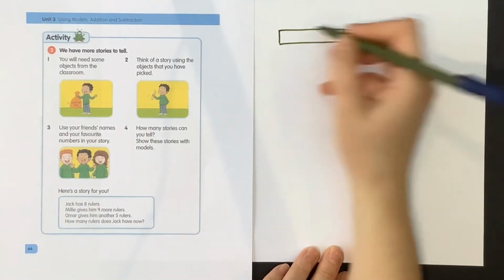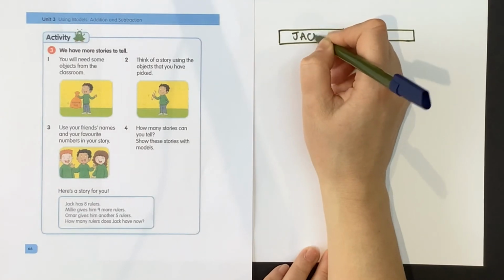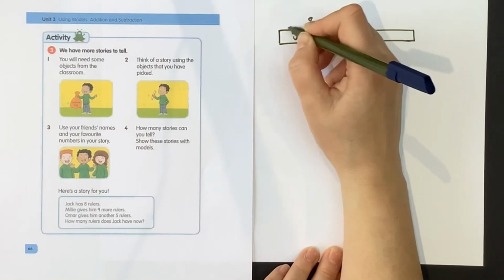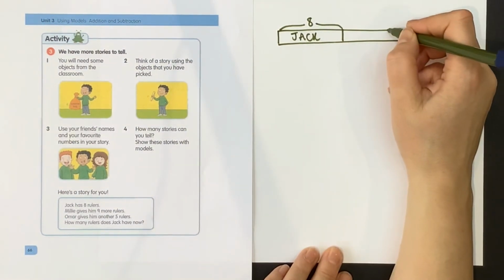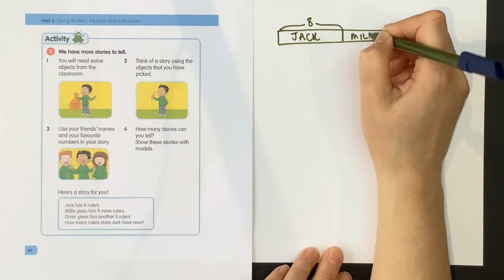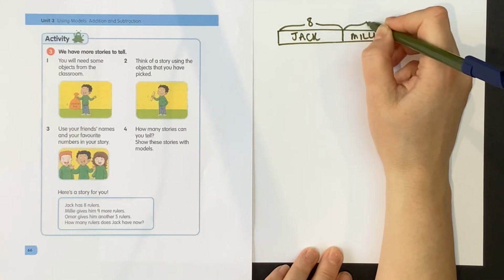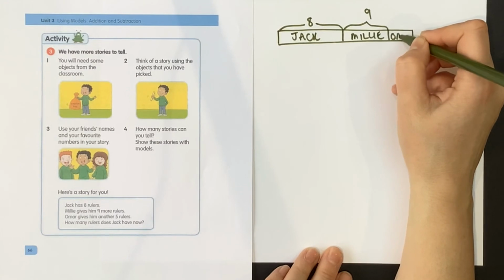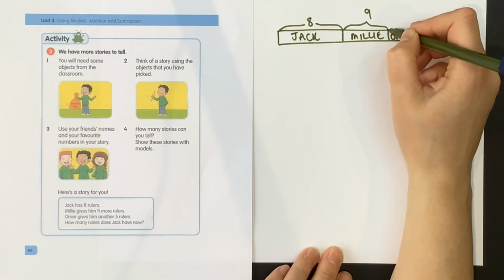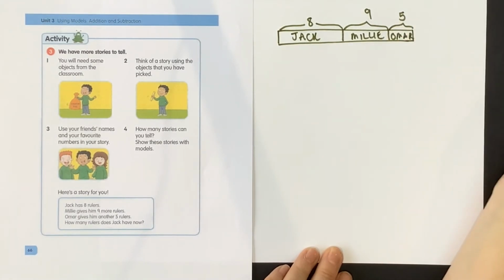So I'm going to say that this is Jack's part of the bar. And there are 8 rulers in Jack's section. Millie gives him 9 more. So this is Millie's part of the bar, and that's 9. Omar gives him another 5 rulers. So that's that.